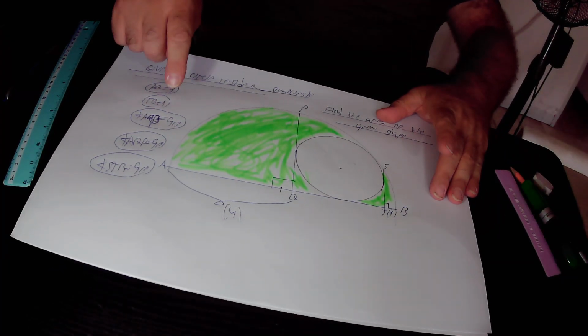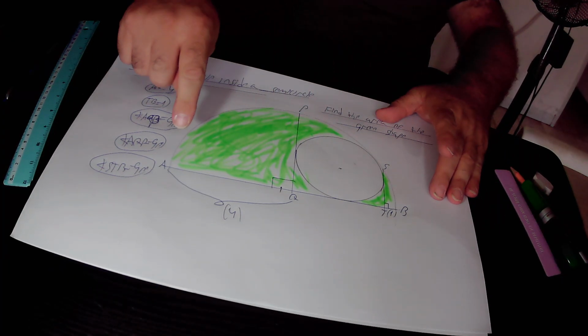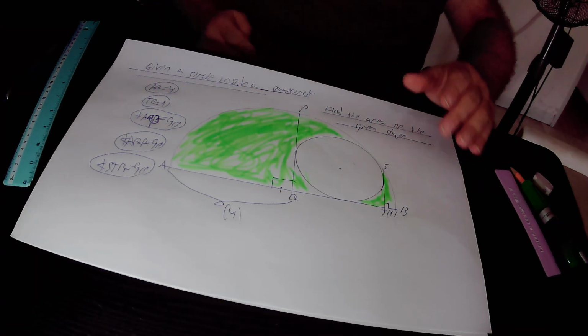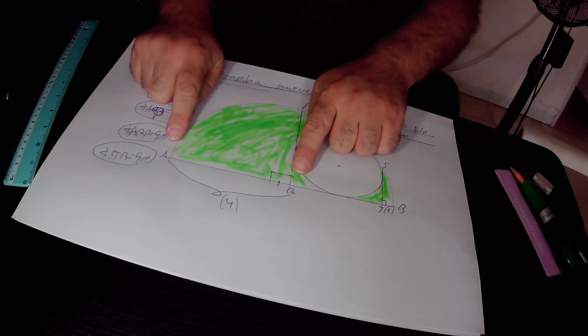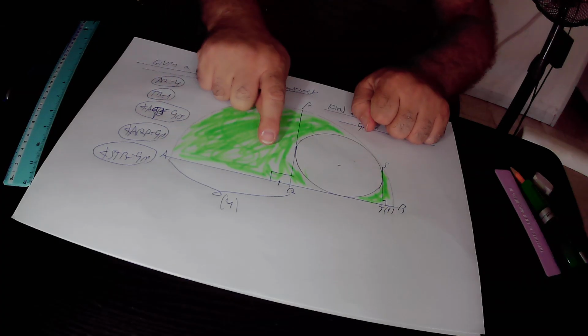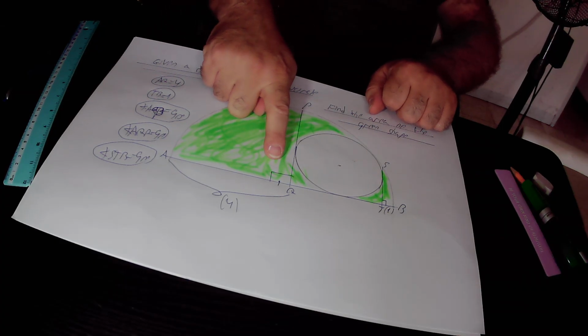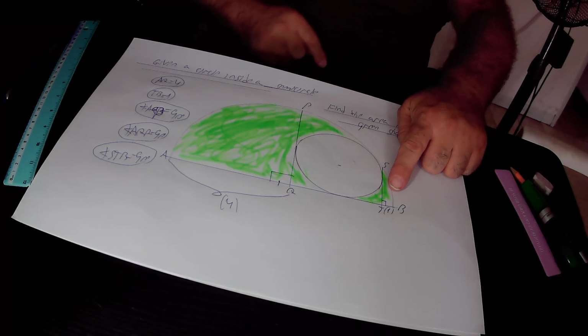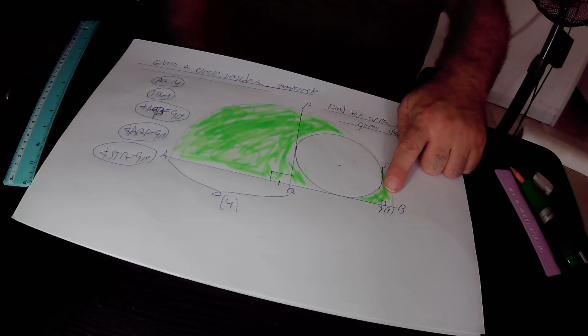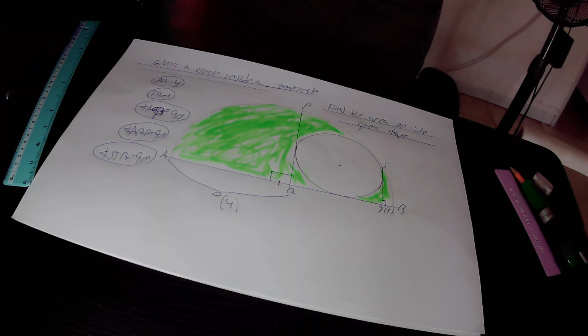In the moment we have a circle inside this big semicircle. We know that this is line segment AQ that is equal to 4 units in its length. This is angle PQA, that is a right angle. This is line segment TB that is equal to 1 unit in its length. This is angle STB, that is a right angle. Again, our task is to find out the area of this green shape.